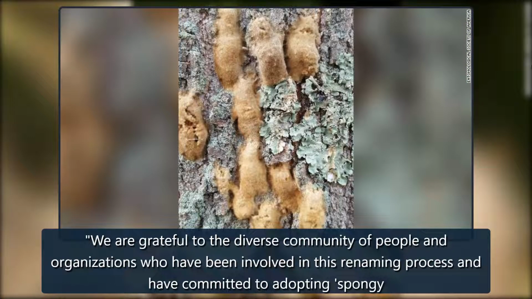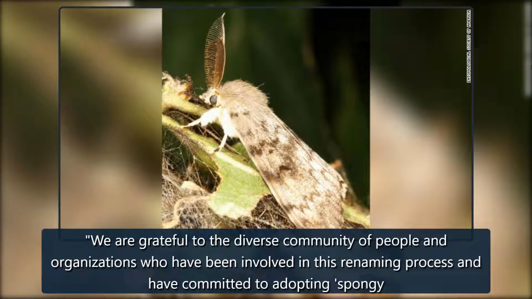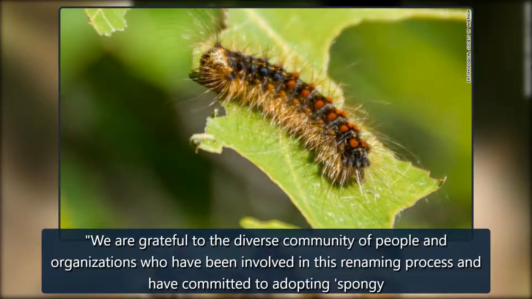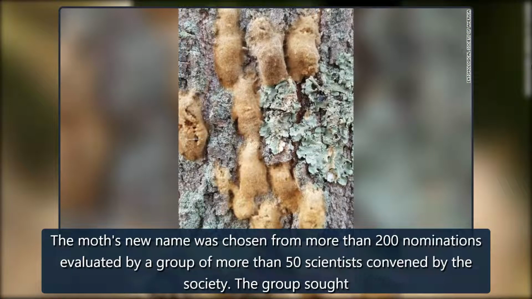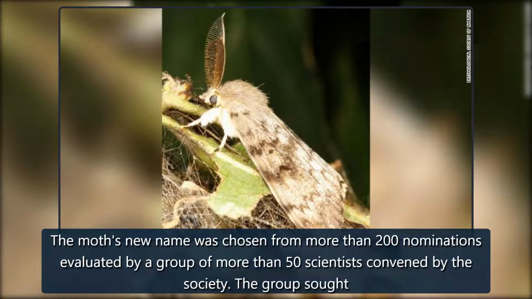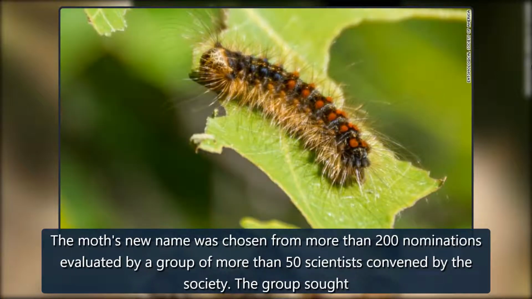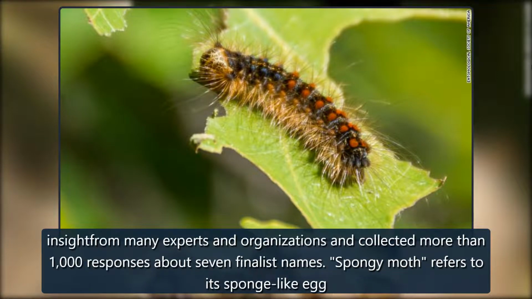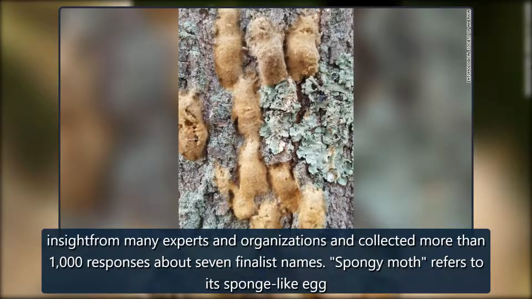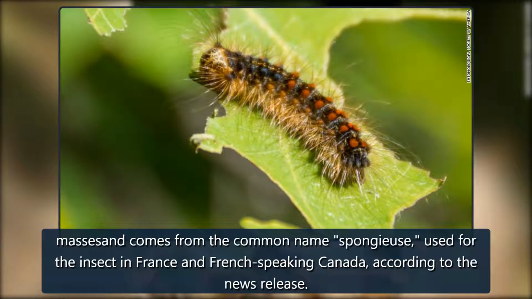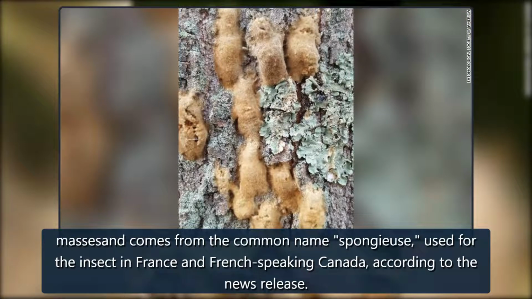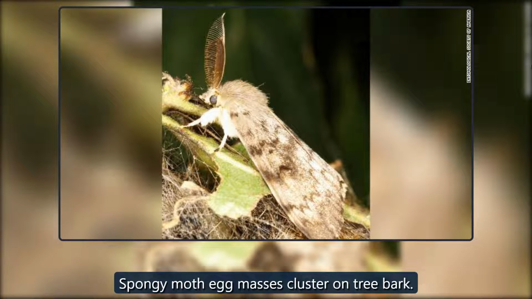We are grateful to the diverse community of people and organizations who have been involved in this renaming process and have committed to adopting spongy moth as well, Ware added. The moth's new name was chosen from more than 200 nominations evaluated by a group of more than 50 scientists convened by the Society. The group sought insight from many experts and organizations and collected more than 1,000 responses about 7 finalist names. Spongy moth refers to its sponge-like egg masses and comes from the common name spongieuse, used for the insect in France and French-speaking Canada, according to the news release. Spongy moth egg masses cluster on tree bark.